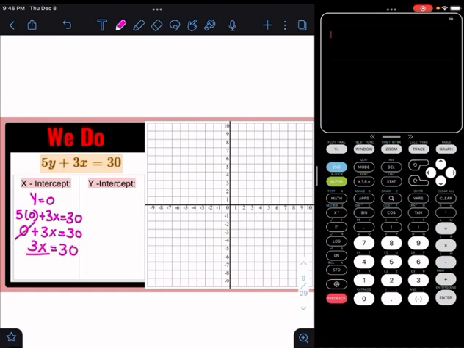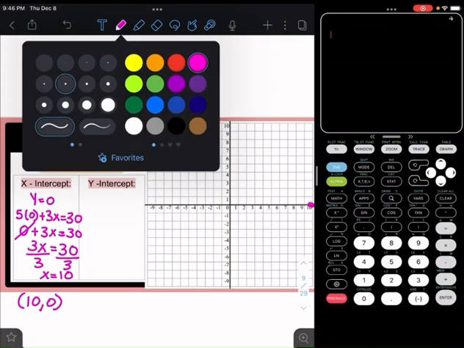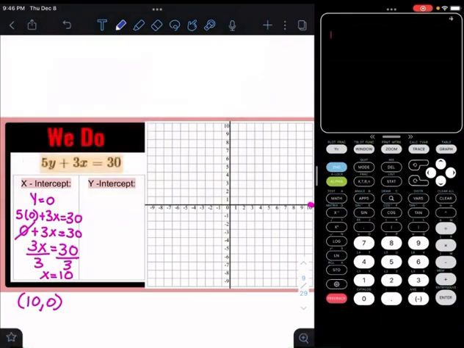And to get rid of that 3, I just have to divide. 30 divided by 3 is 10. Meaning that my x-intercept is, the x value is 10, and the y value is 0. I could actually plot this point. Let's go plot 10, 0. 10, 0 would mean that we go to the right 10 and 0. Don't go up or down. And that is on the x-axis, so we correctly found the x-intercept.